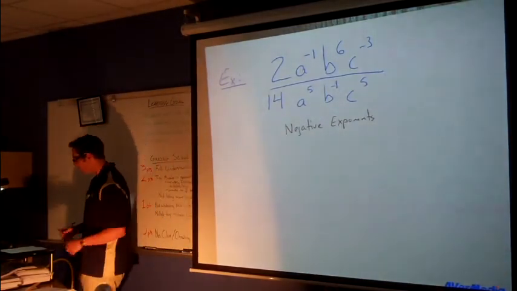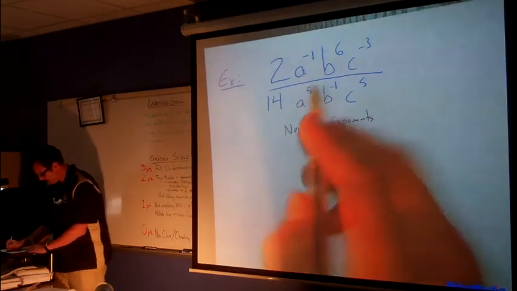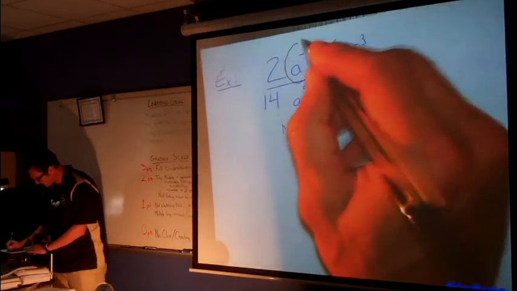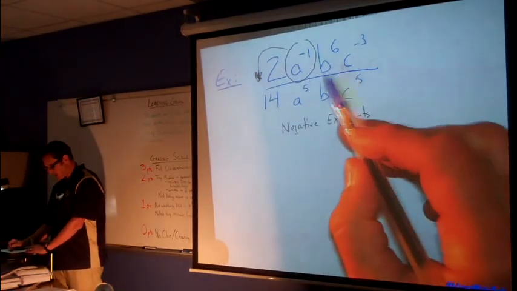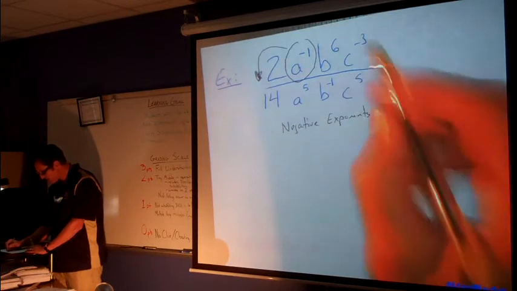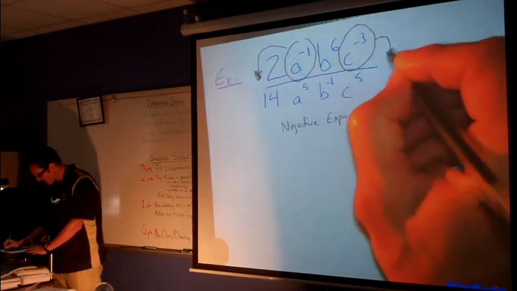So here's our example. The 2 stays, the a moves. And if the a moves, it's going to go from the top to the bottom, and the exponent becomes positive. The b stays, the c moves. It has a negative exponent, so it's going to move to the bottom and make that exponent positive.